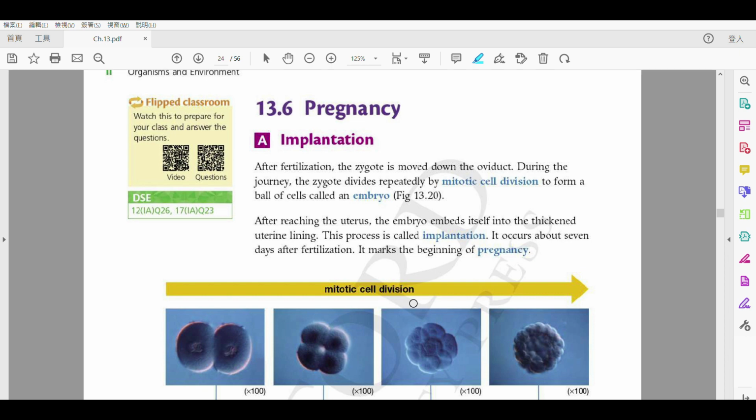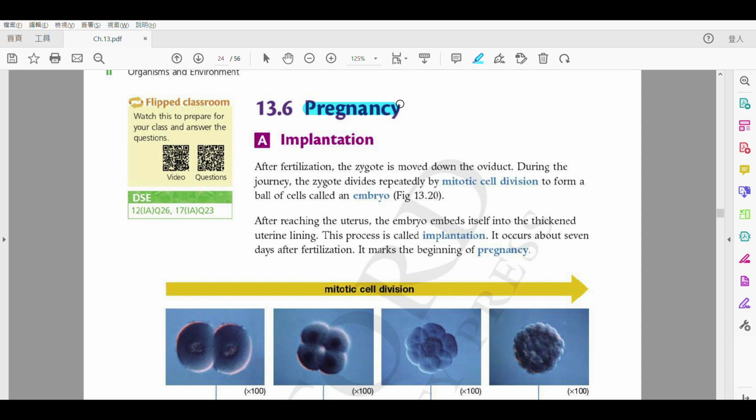This is 13.6. In the previous video, 13.5, it's a relatively easy chapter talking about fertilization. That is a very short video. However, for 13.6, this one will be a little bit more difficult, a little bit more tough. So please get ready. First of all, after fertilization, that means both gametes fuse together to form a zygote.